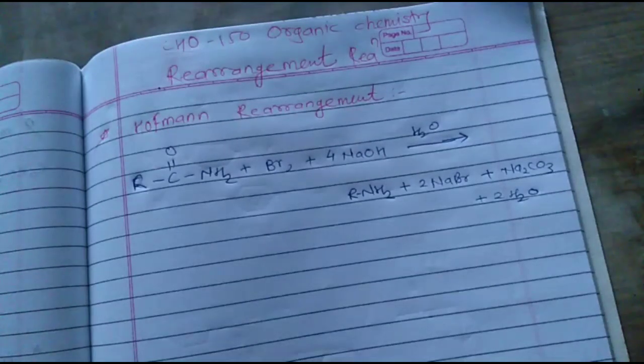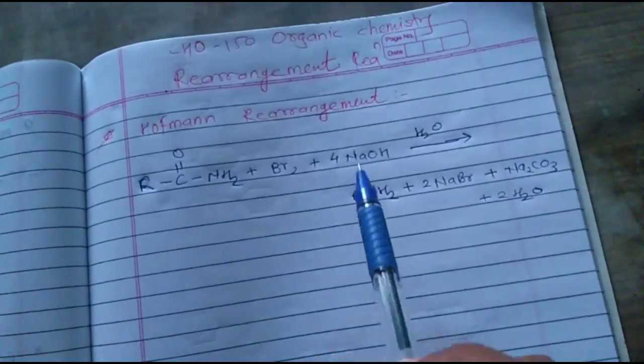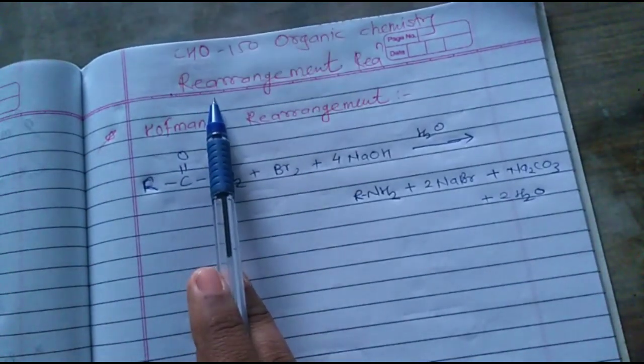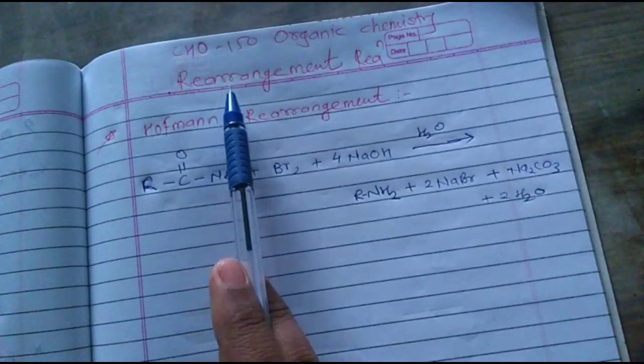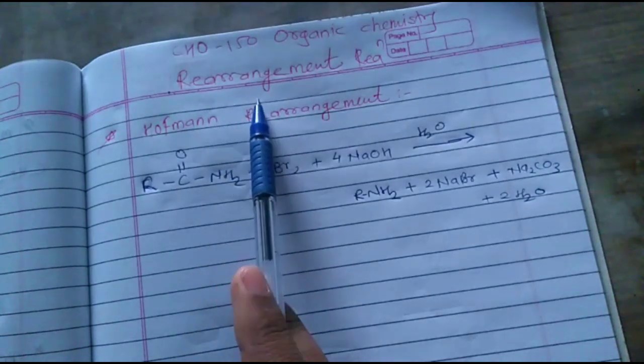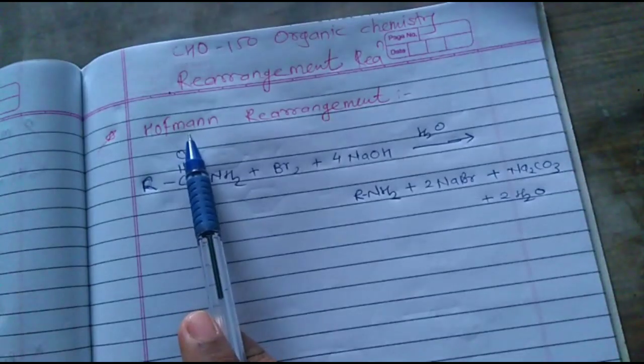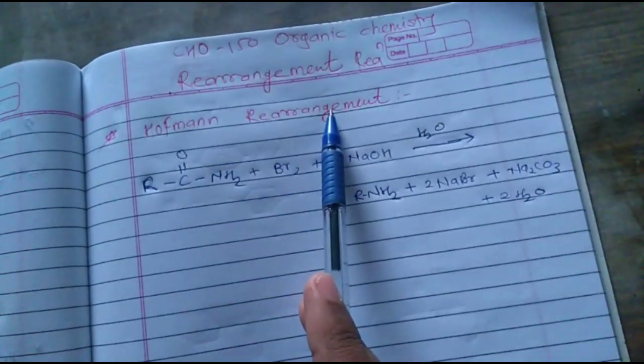Welcome to all. We are going to learn the CHO 150 course for chemistry first year. We learn the rearrangement reactions. We already learned a number of rearrangement reactions. Today's rearrangement reaction is the Hoffman rearrangement reaction.